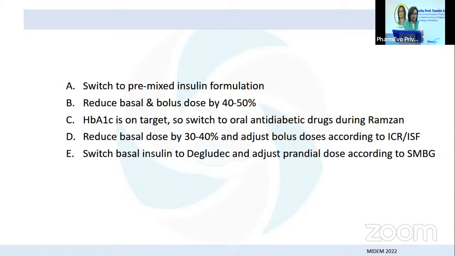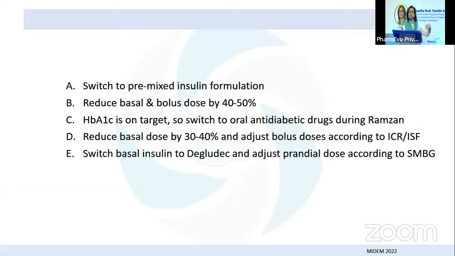So let's look at the first option. Switch to pre-mixed insulin. Yes, no? No, good. Reduce basal and bolus dose by 40 to 50%. No. Okay, I'm good. HbA1c is on target. Switch to oral anti-diabetic agents. Absolutely no. So somebody said no. But it still happens. It still happens.